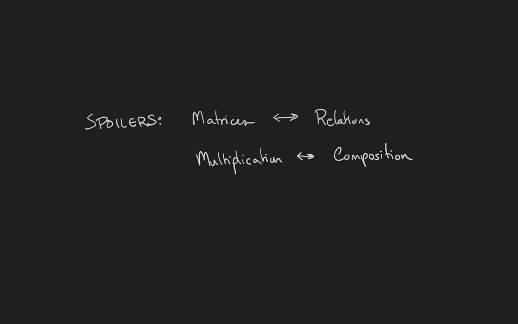In the next few videos, we will see that every matrix is a relation, and every relation on finite sets can be represented with a matrix. We are going to be interested in the operation of composing relations. And in order to get there, we're going to create the operation of multiplying matrices so that it carries with it the same information. As a result, matrix multiplication is pretty weird.